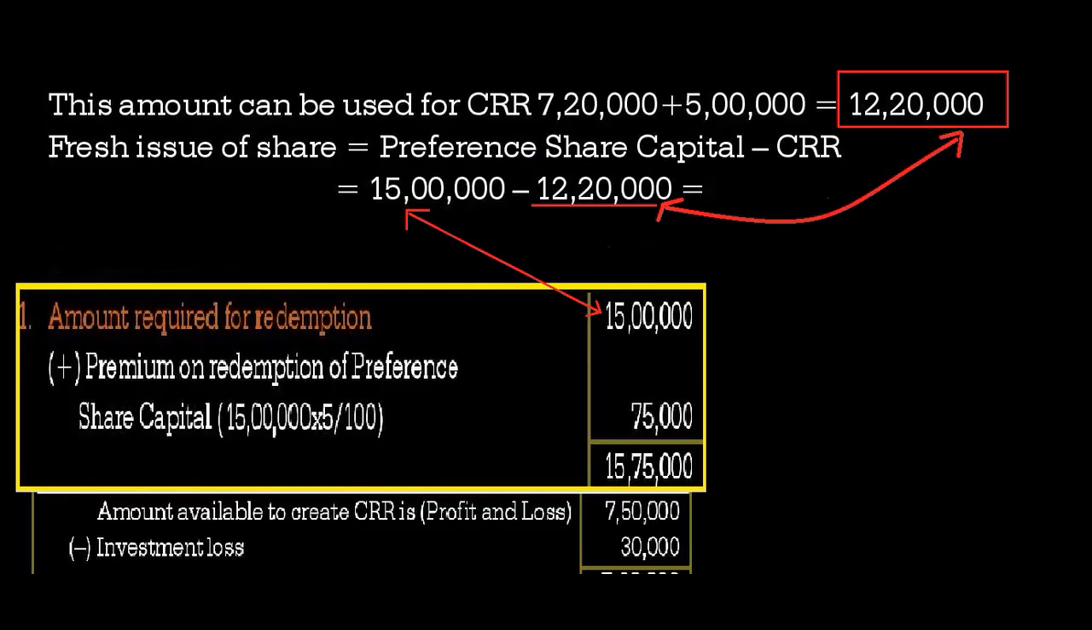So now we have to go for only the nominal value of preference shares which are going to be redeemed, that is 15 lakhs. For 15 lakhs already we have 12,20,000 which we have arranged from profit and loss account and reserve. Actually we need 15 lakhs. 15 lakhs minus 12,20,000 is 2,80,000. So this is the amount we need by issue of equity shares.